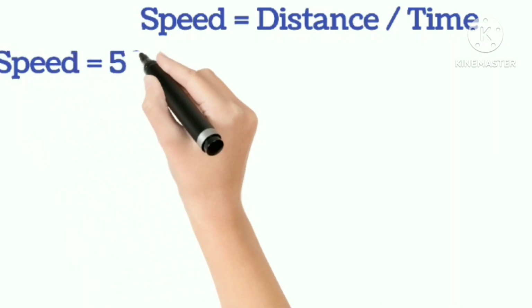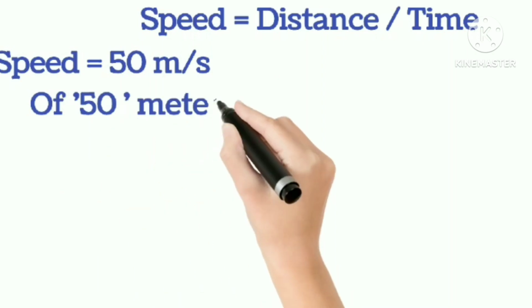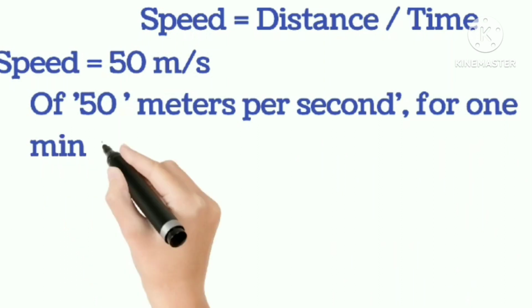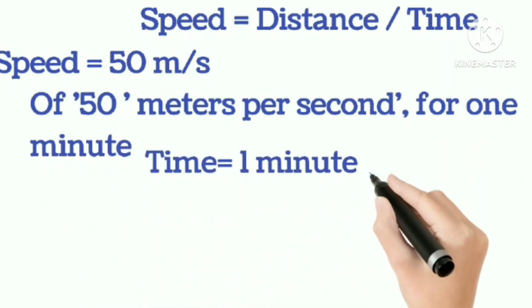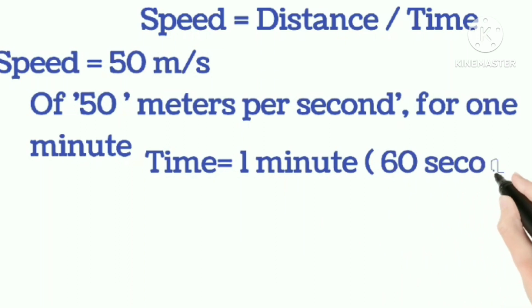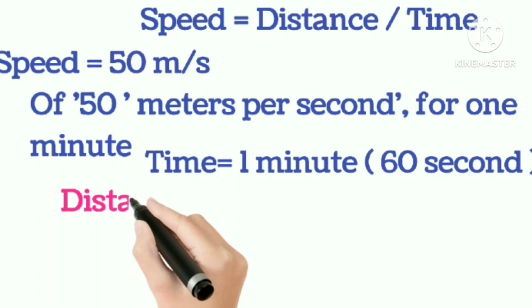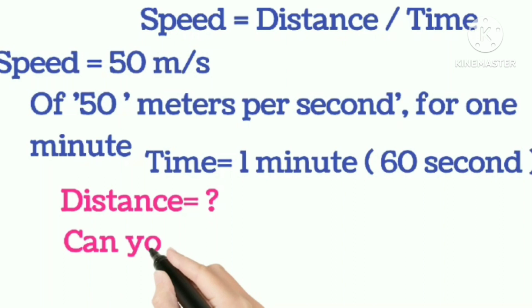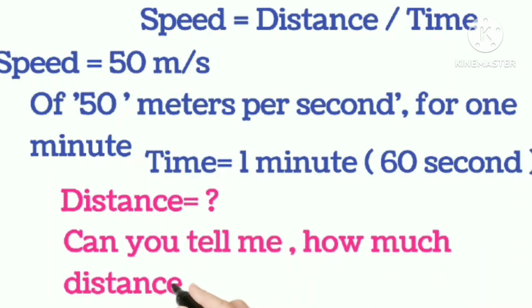Speed is 50 meters per second, for 1 minute. The time is equal to 1 minute, which is equal to 60 seconds. Now distance is equal to what? Can you tell me how much distance I covered?